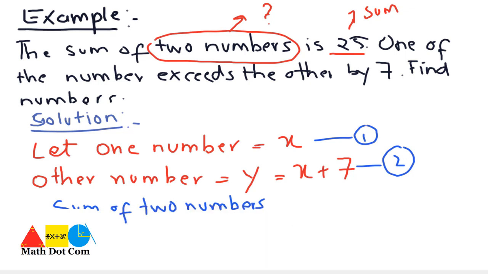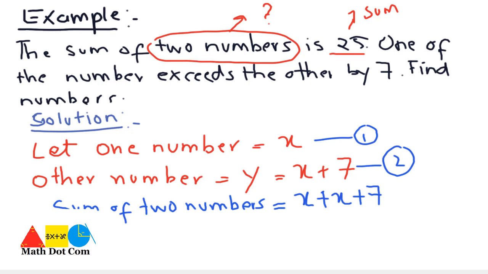The sum of two numbers: one number is x and the other number is y, and we have to replace y with x plus 7, as it exceeds x by 7. So we can write the other number as x plus 7. The sum of two numbers is x plus 7.